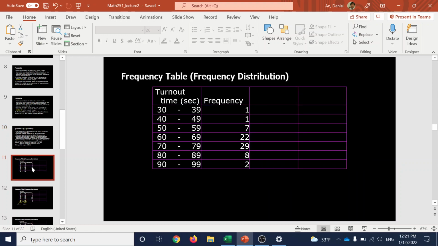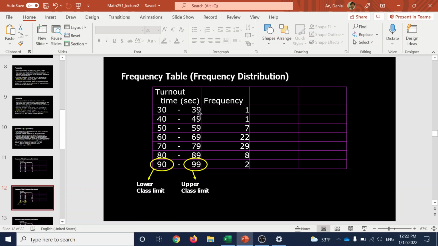Okay, going back to frequency table. Now, there are some words associated with this frequency table. For each class, say 30 and 39, 40 and 49, these are called lower class limit and upper class limit. But these are kind of deceptive because it's a common practice to put 30 and 39, then you go to 40.